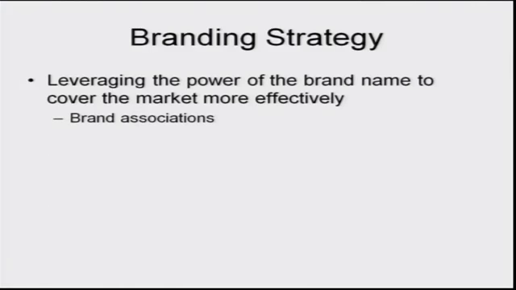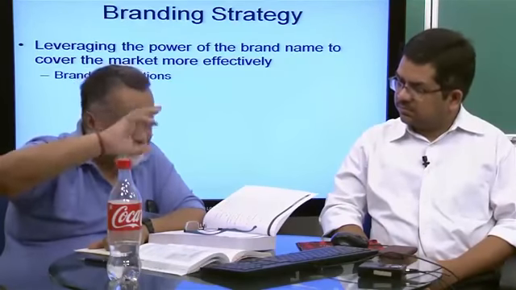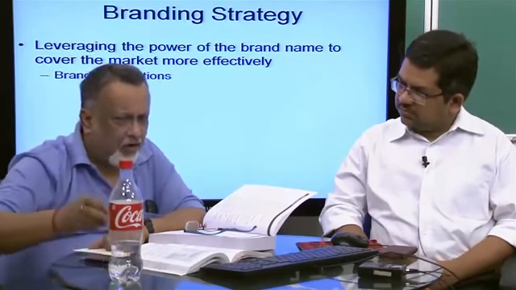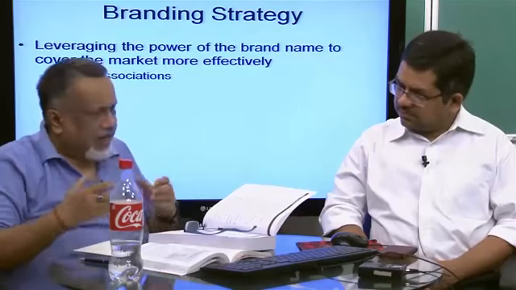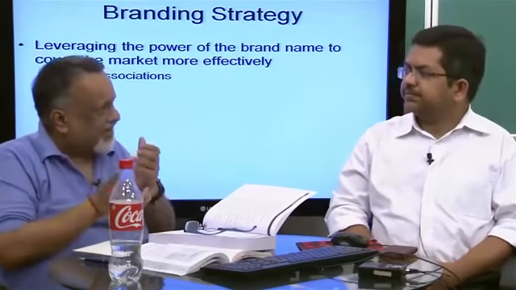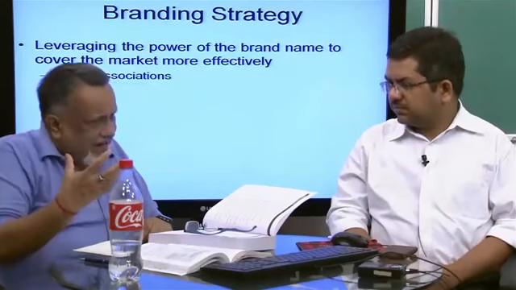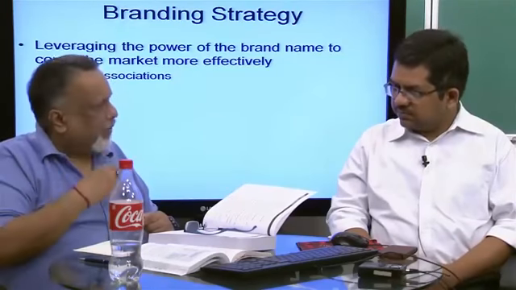So, if we look at different situations, then we know that leveraging the power of the brand name, we cover the market more effectively. Because by the name, by the symbol, by the jingle, by the color, take for example Coca-Cola, just the name Coke or the color or one of the jingles or slogan like Thanda Matlab Coca-Cola, all of these evoke in a capsule almost a whole host of associations. Brand associations. These brand associations which evoke a sense of benefit or utility as well as a whole range of emotions is the power.